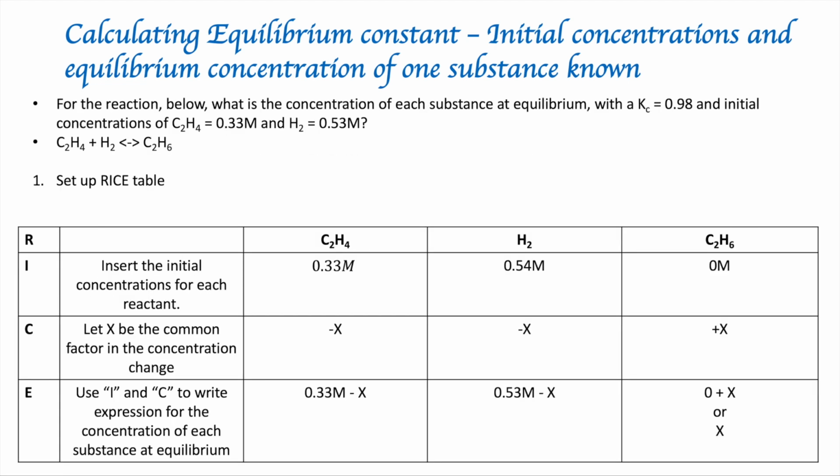Now, let's take a look at another one. For the reaction below, what is the concentration of each substance at equilibrium with an equilibrium constant of 0.98, and the initial concentration of C2H4 being 0.33 molar and hydrogen 0.053 molar? So this time, we know the concentration of the C2H4 and the concentration of hydrogen, and we don't know the concentration of C2H6, but you do know the constant.